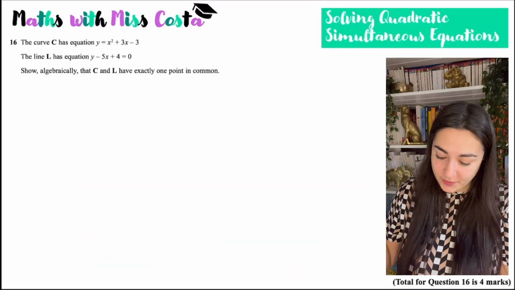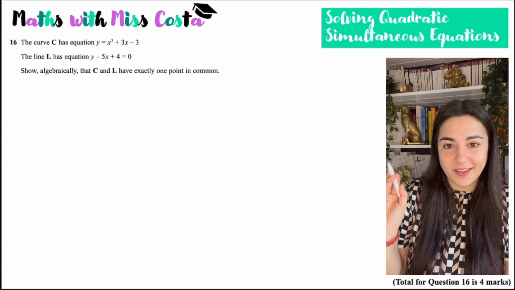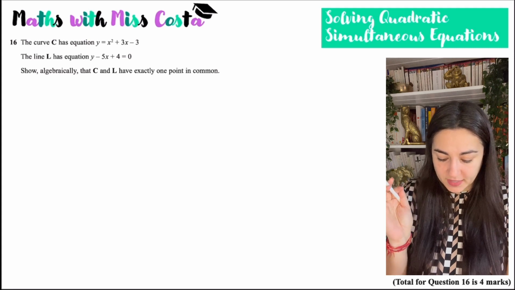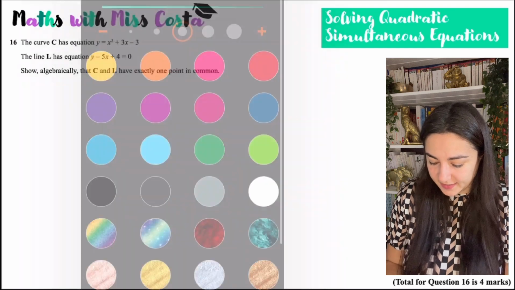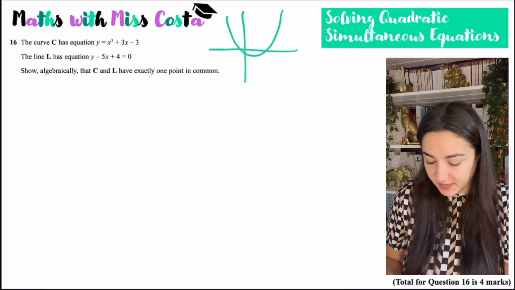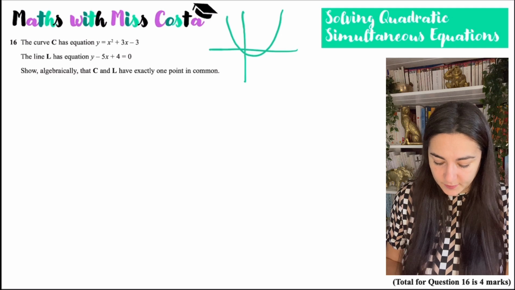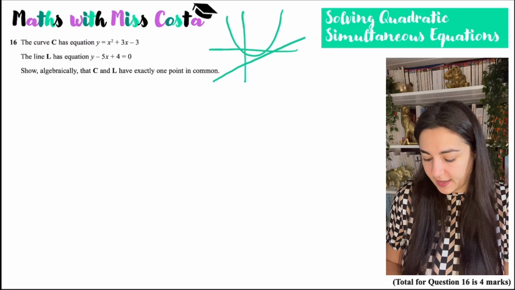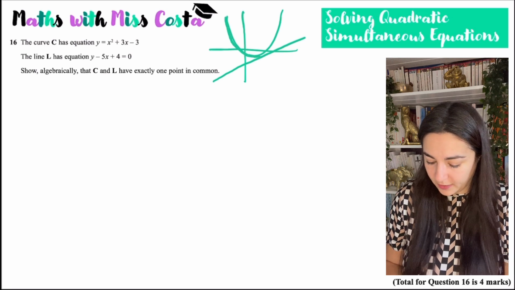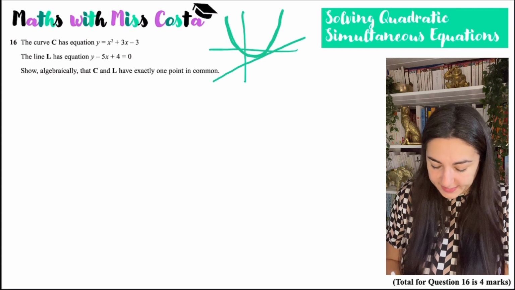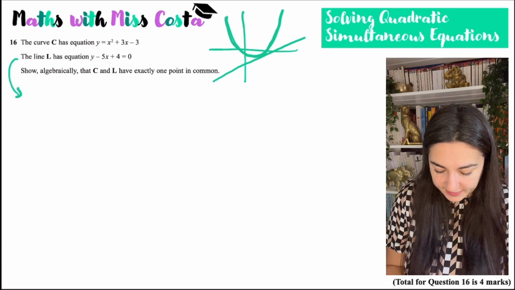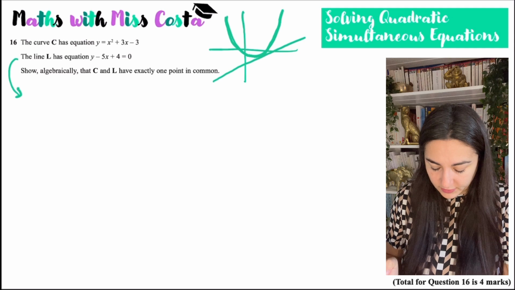Okay, so over here we have 2 equations, one that is a curve and one that is a linear equation. So a quadratic like this. So remember, quadratics are just going to be curved like that, and the line L has equation. Okay, so it's a linear one, and they're saying it has only 1 point in common, so it's probably going to look something like that, and we need to prove that. Okay, so what we want to do first is rearrange this equation to make it equal to y.